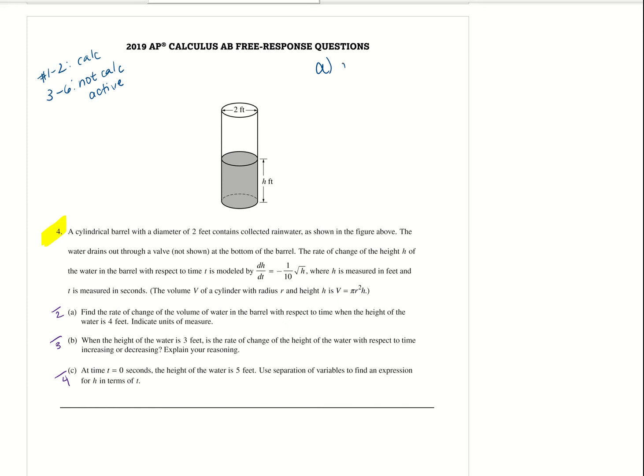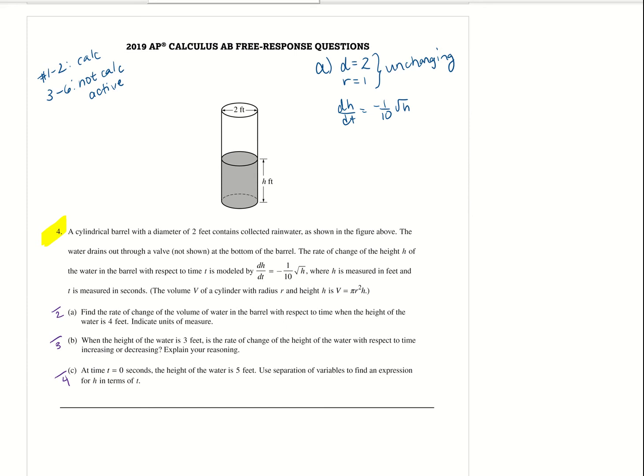So the diameter of this barrel is 2 feet. Now, the diameter is unchanging here. The radius is 1. And throughout the entire problem, these are never going to need to be represented as variables because these are unchanging amounts. This barrel is not changing its diameter at all. Now, the height, however, is changing. And so they're telling us the rate at which it's changing is negative 1/10 times the square root of h, and h is measured in feet.